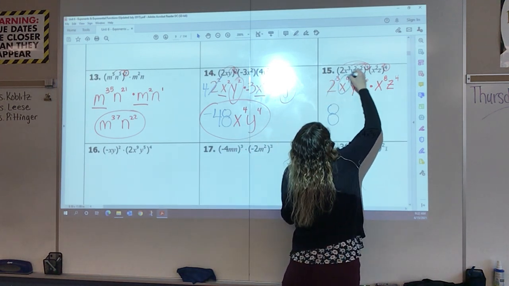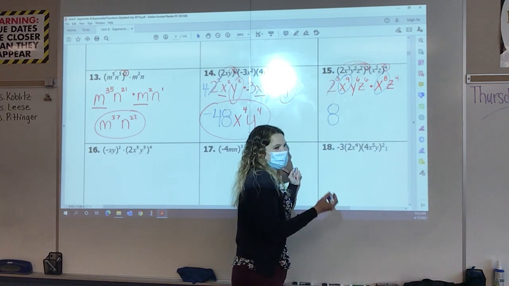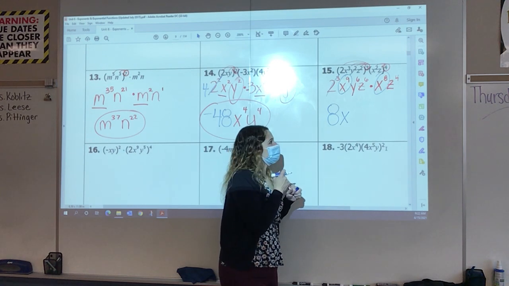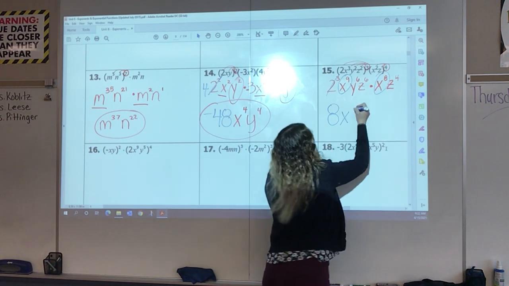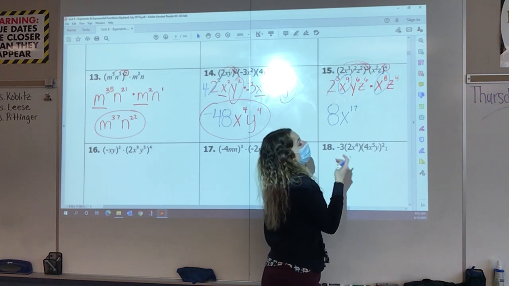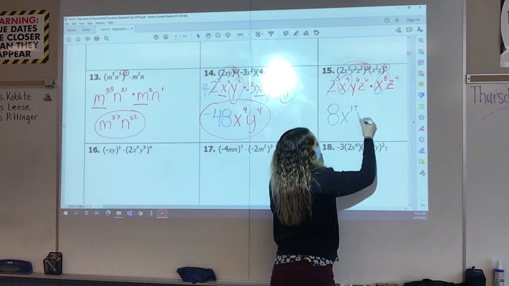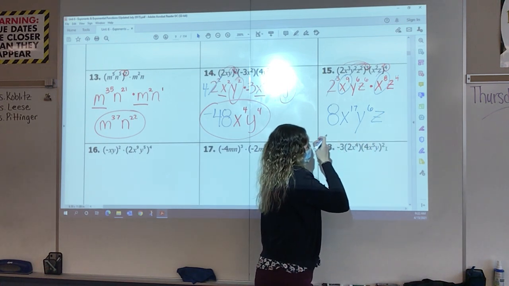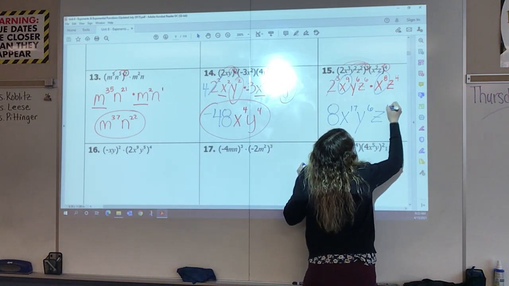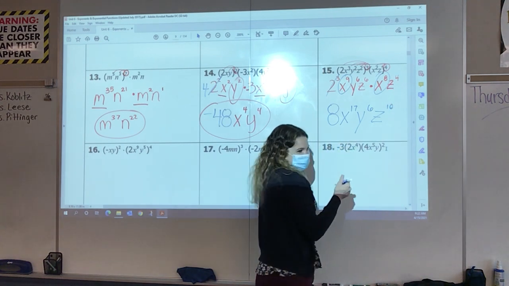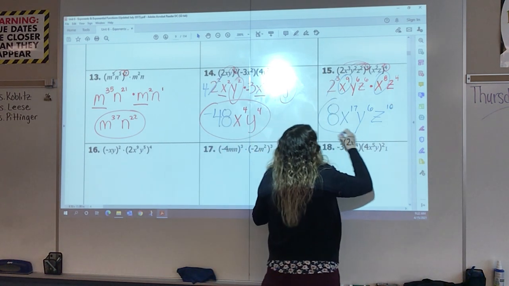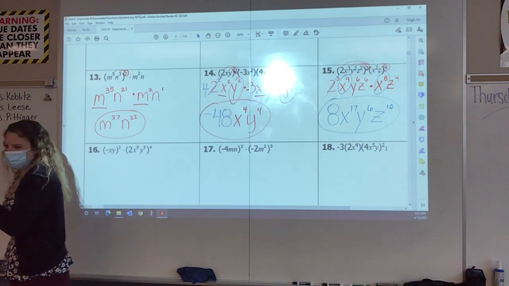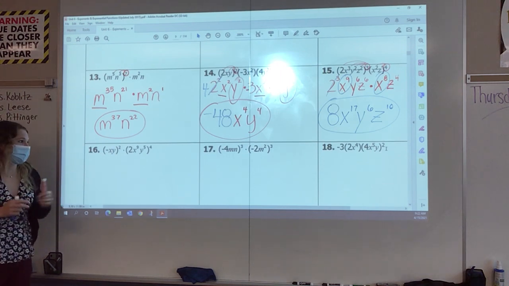Now we're looking for like bases. How many do we have all together? 17. We don't have any y's here, so it's just 6. But how many z's? 6 plus 4 is 10. 10. Perfect. We're doing such a great job. Yes, actually, very, very good.